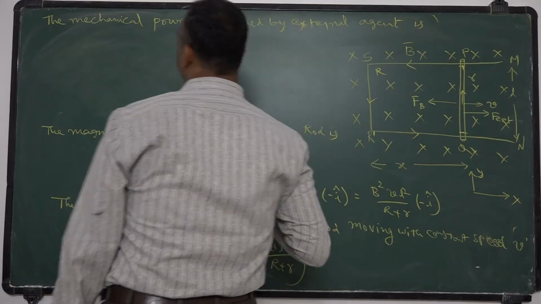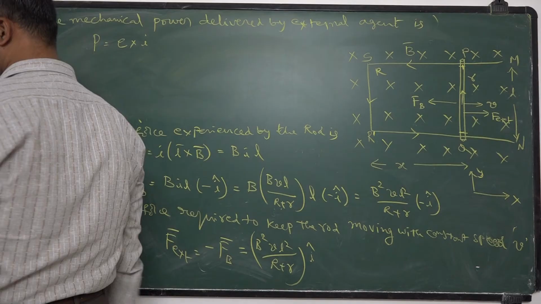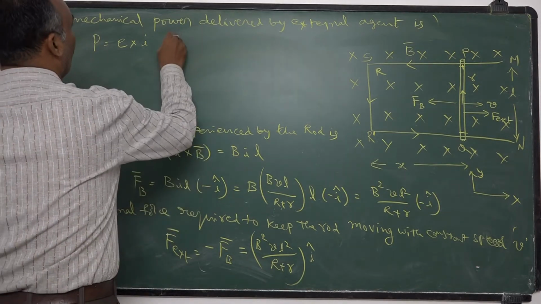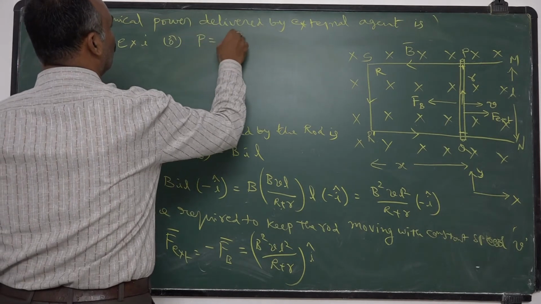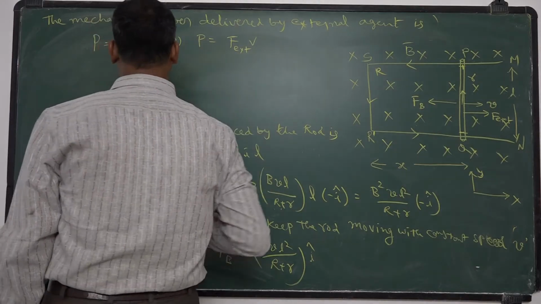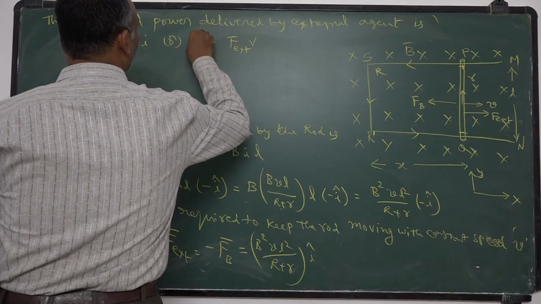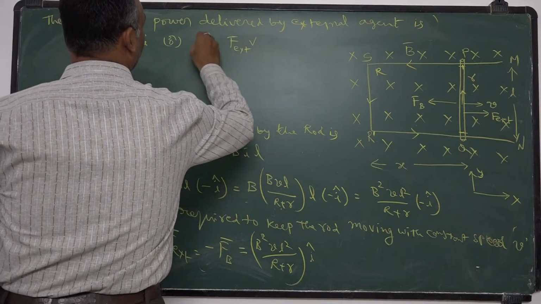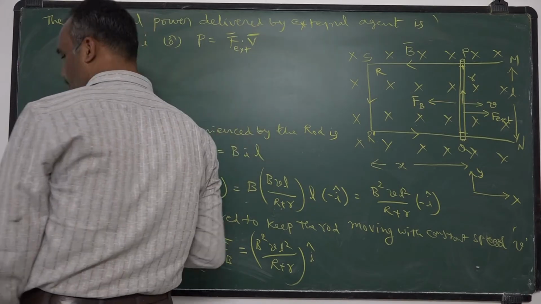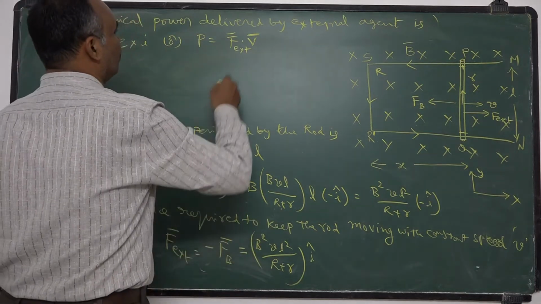So power is equal to EMF into current, or you can write power is equal to force into velocity, external force into velocity with which the rod is moving. Actually it is a scalar quantity, you should take dot product of these two, F bar dot V bar. That is the formula for power delivered by external agent.